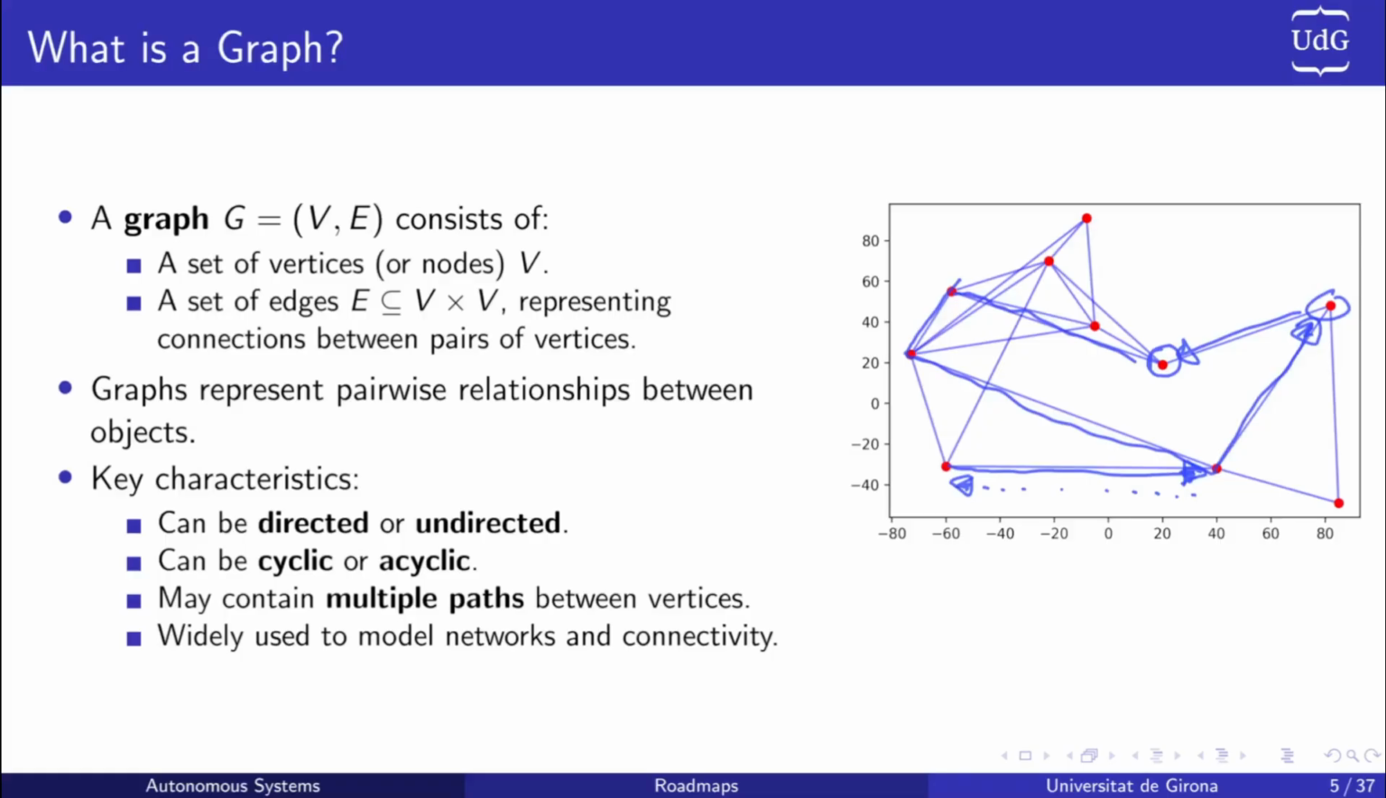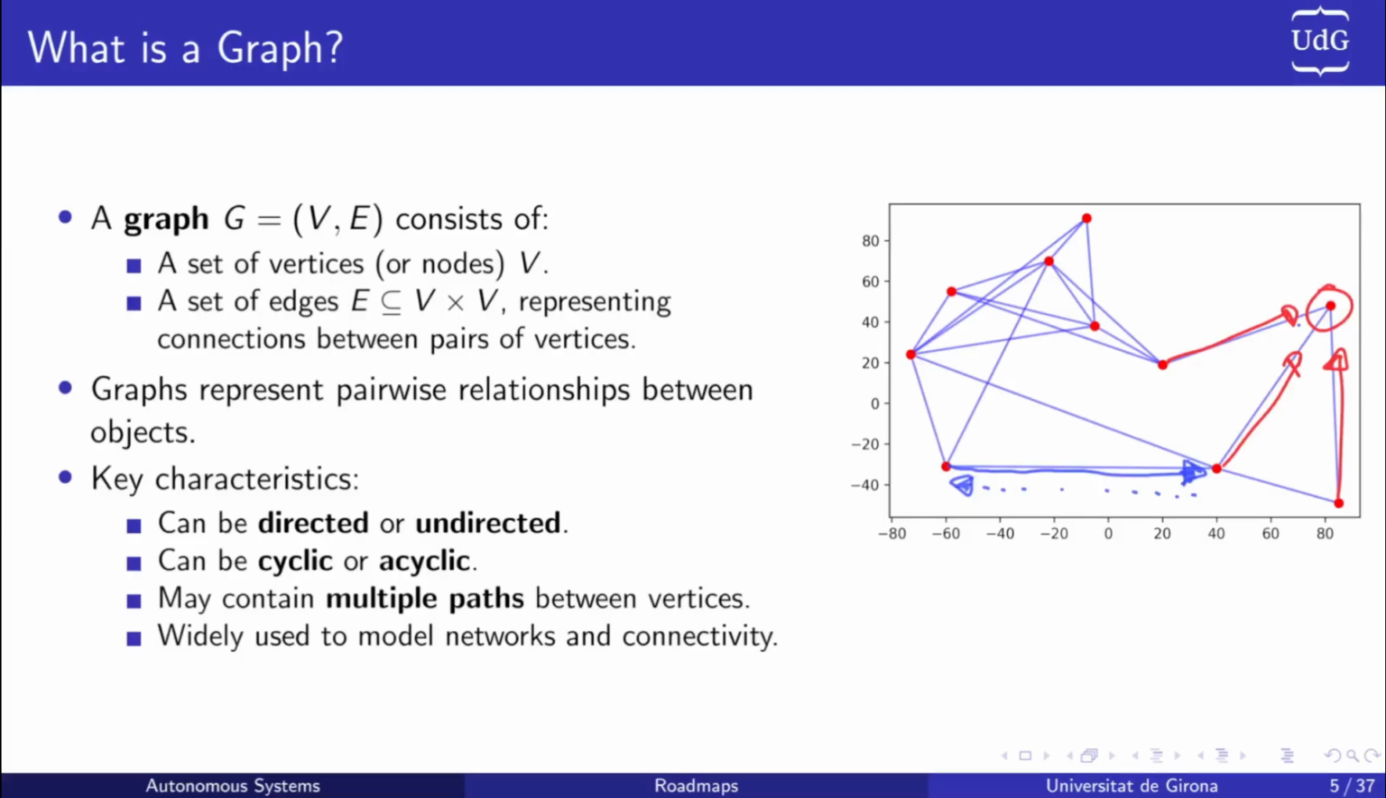It means that for reaching this specific node here, I can come from here, but I can come from here, but I can come also from here. Then I have multiple paths to reach the same vertex. And they are mostly used to model networks. In our case, it will be networks of paths, available paths.